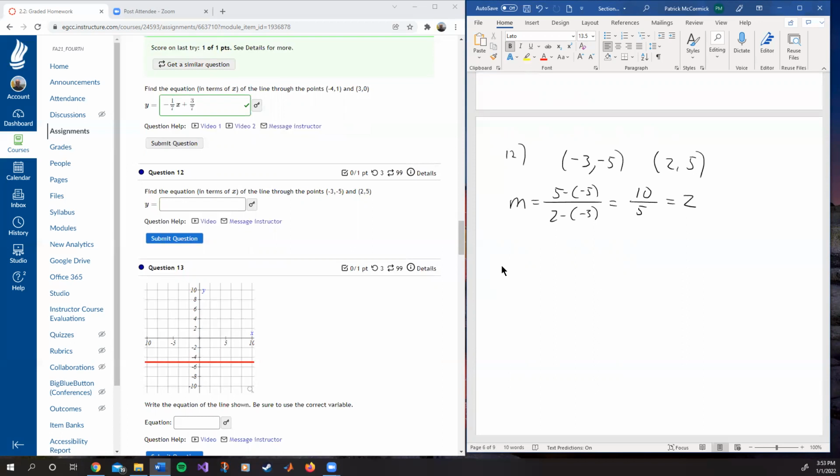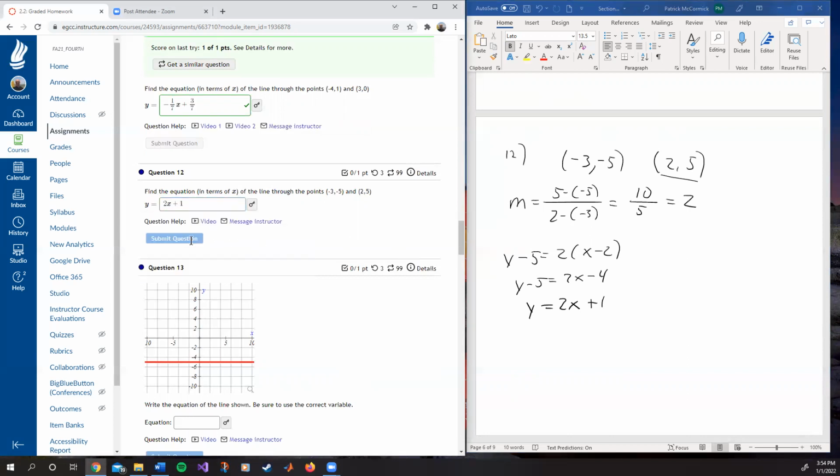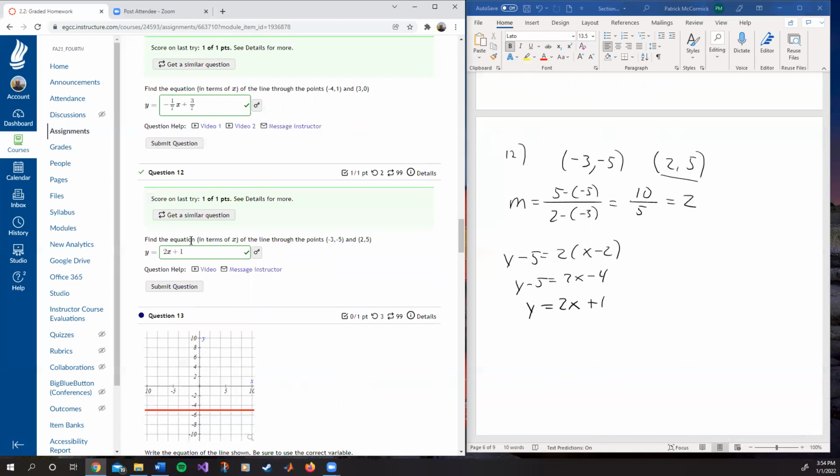That's nice. All right, so now it doesn't really matter what points we choose. I'm going to choose this one since we don't have any negatives. So y minus 5 equals 2 times x minus 2. Distribute the 2, add the 5. So 5 plus a -4 would be +1. So y equals 2x plus 1. And there we go.